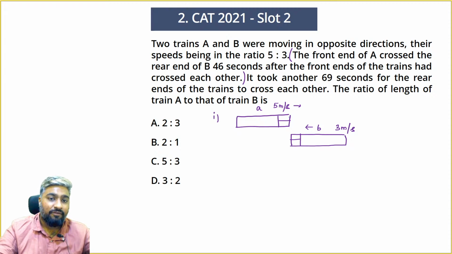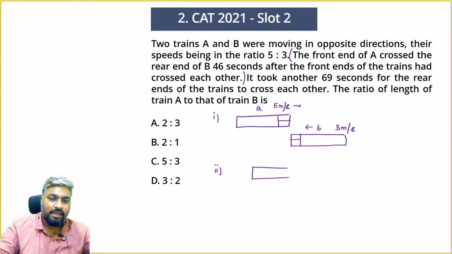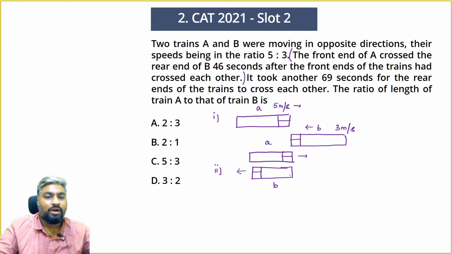They're saying that from this situation to the second situation, we have the front end of A crossing the rear end of B, which means if B is somewhere here, sorry, this is B, this is the engine part, then A is here. Are you able to get this, guys? This is train A, train B. Look at this, rear end of B is this, front end of A is this. They're saying front end of A crosses the rear end of B.